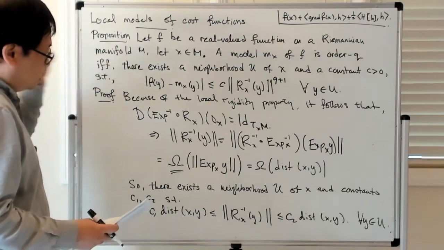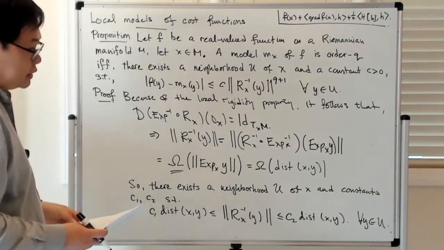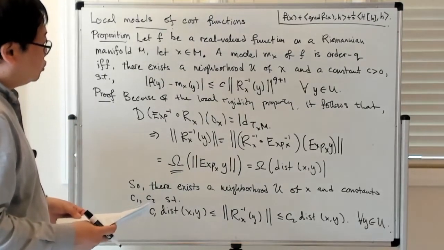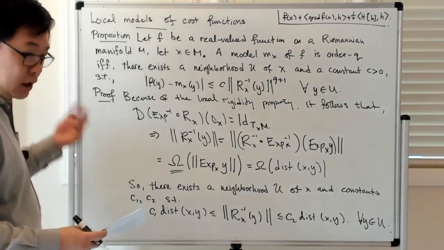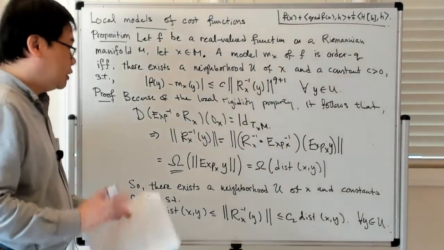So anyway, this gives you a nice characterization. The next thing we're going to do is talk about how to actually construct these local quadratic models on a Riemannian manifold through the use of the retraction. Okay, so let me just stop here for now.